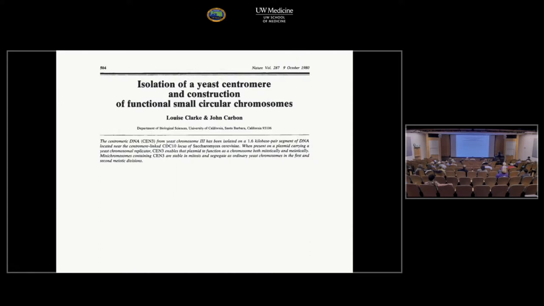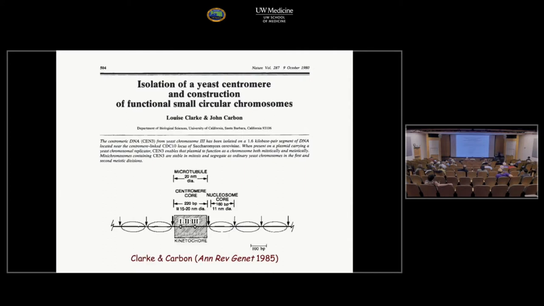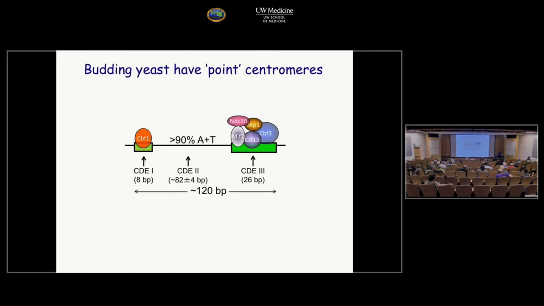They took a 1.6 kilobase fragment of DNA, they cloned it in a replicating plasmid, and they showed that it could maintain segregation faithfully through meiosis and mitosis. Then they went on to show that if they look at all 16 yeast centromeres, they could identify a consensus sequence, actually three, that they called CDE1, 2, and 3. And later work showed that CDE1 is the binding site for the CBF1 general regulatory factor. And I'll say more about that much later.